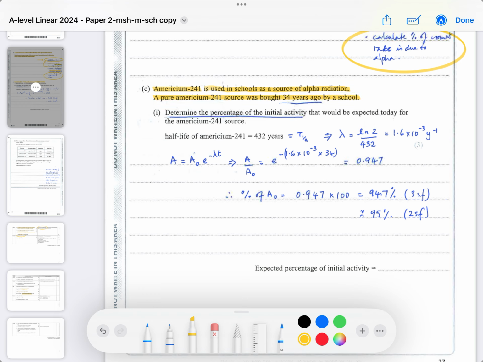Okay, I remember this question now. Determine the percentage of the initial activity that will be expected today after 34 years. Yeah, well, the half-life is 432 years. So is 34 years going to make much of a difference? Okay, so the half-life is T half.